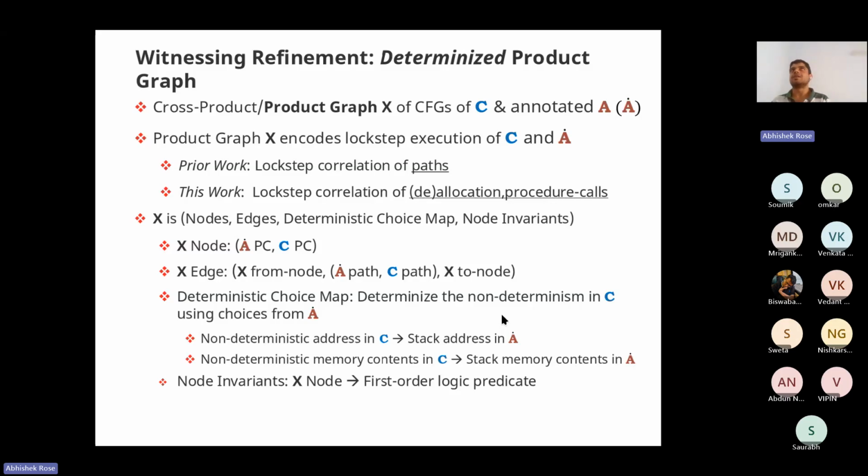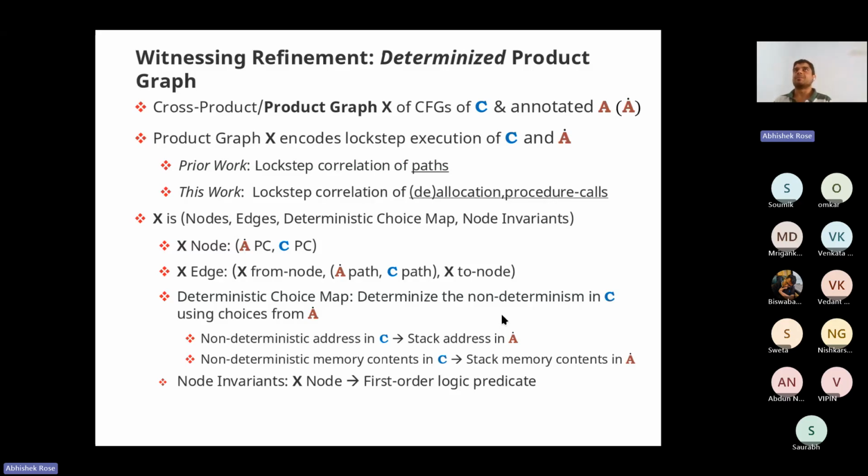So far we have only concerned ourselves with the semantics and definition of correctness. What we want to produce is a method which helps us automatically establish refinement. For example, we have not given a method for how to annotate the assembly program; we are still assuming that it comes from an oracle. So a method for establishing or witnessing refinement is a determinized product graph. The product graph is a cross product of the control flow graphs of the C program and the annotated assembly A. I just call them C and A.